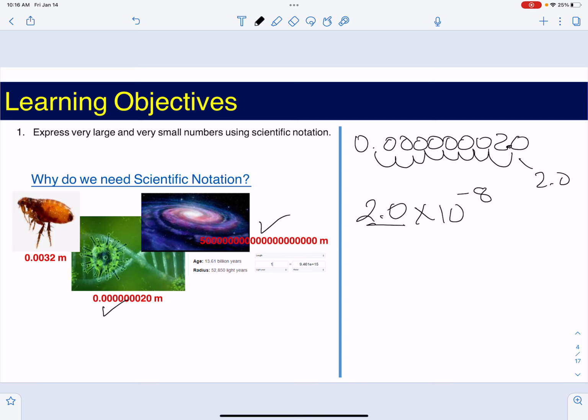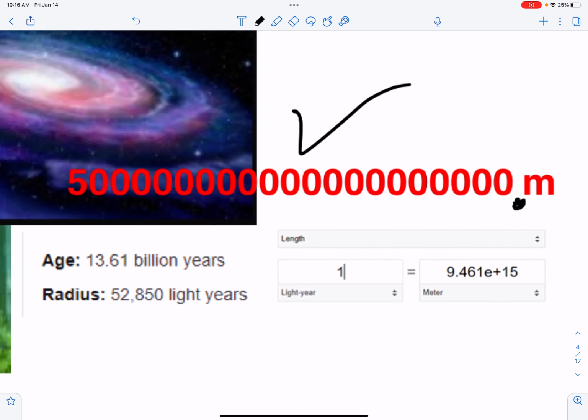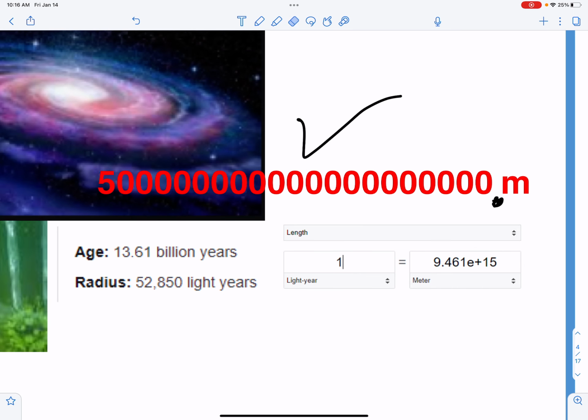Now let's do the galaxy. The galaxy is bigger than 1, so it's going to be positive. If it's positive, we do not put the positive sign, so we're just going to leave it like that. If you don't see a sign, that means it's positive. So that number doesn't have a decimal. If you don't see a decimal, that means that the decimal is at the end.